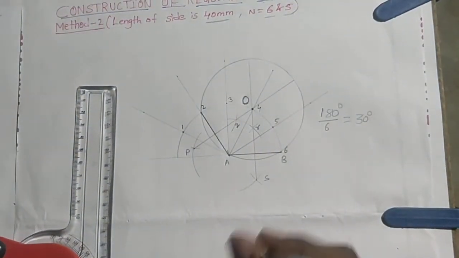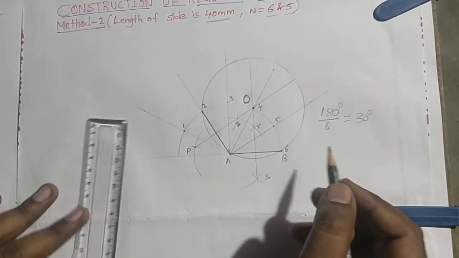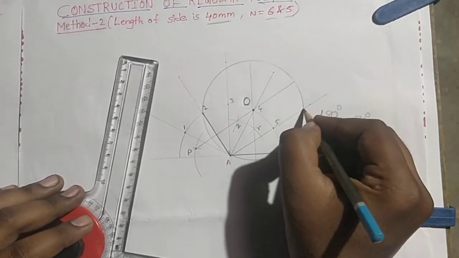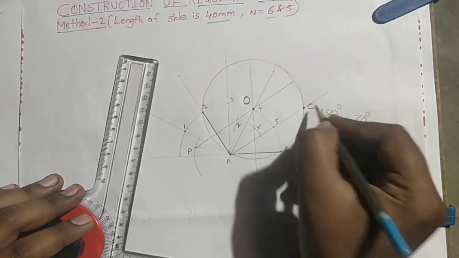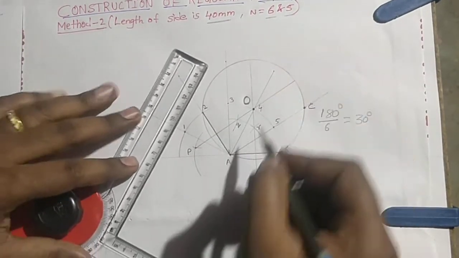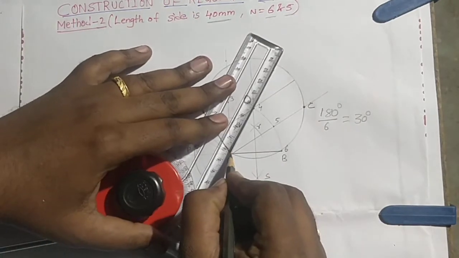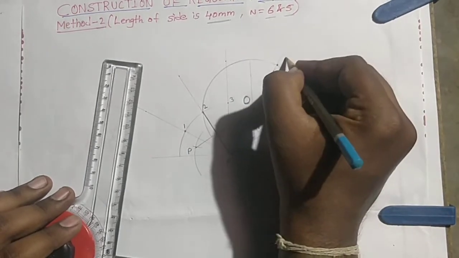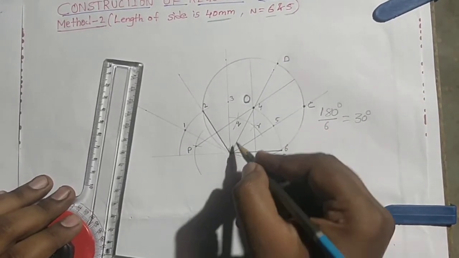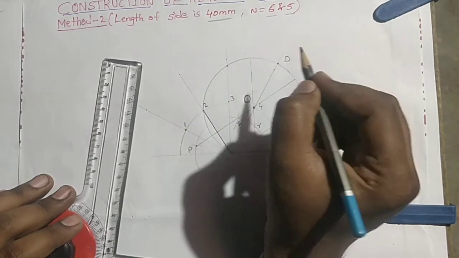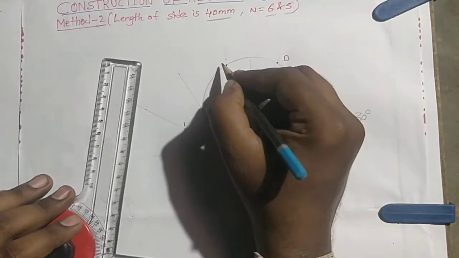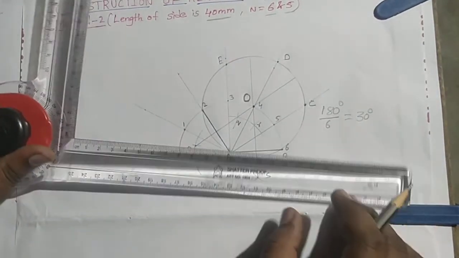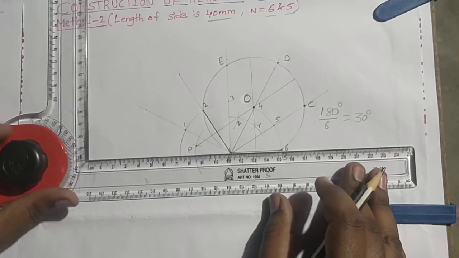This circle touches the radial lines at different locations. Suppose the fifth line touches this circle at this point, this point is C. Next, the fourth line touches the circle at this location, this point is D. Next, the third radial line touches the circle at this point, this point is E. Now we got all the corners of the hexagon. Next, join all these points.